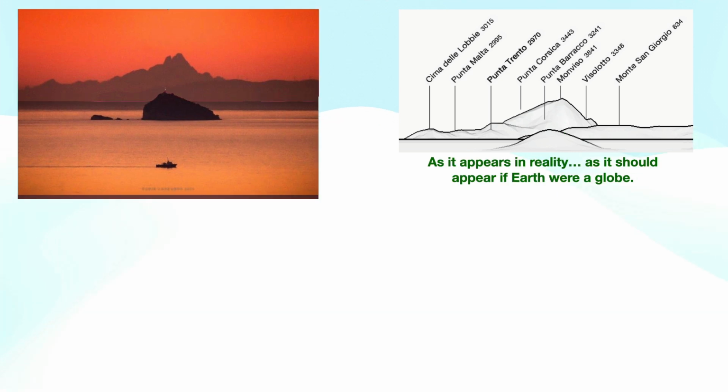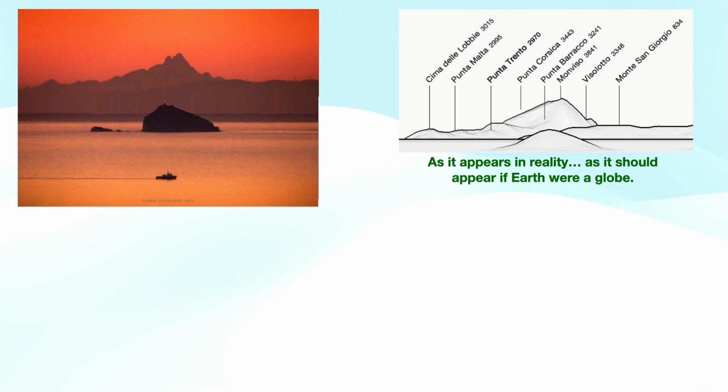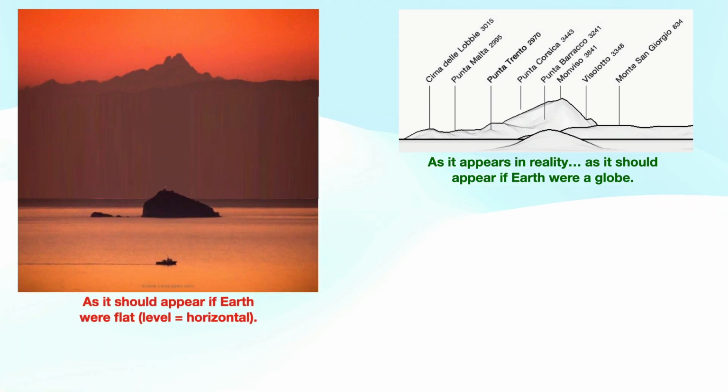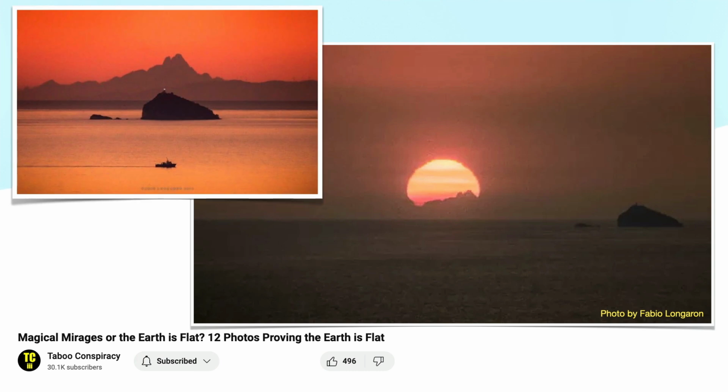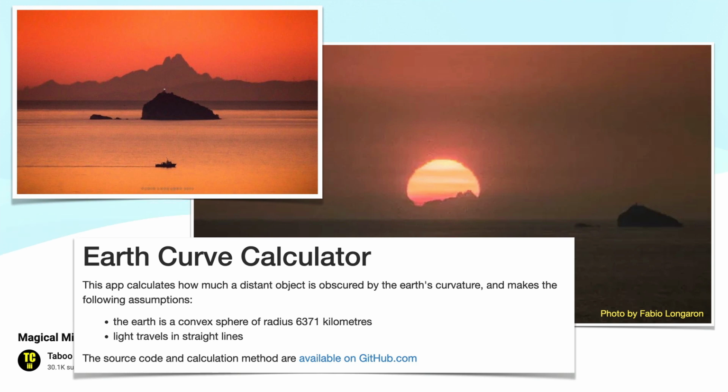It's interesting that the Peak Finder image matches what we see in reality, while Monviso should appear much, much taller if the Earth were flat, or as some folks like to say, where level equals horizontal. Let's look at the second image from Ben's video, also taken by Fabio Longaron of Monviso, just like the first image. Again, Ben does an analysis using GitHub's Earth Curve Calculator.